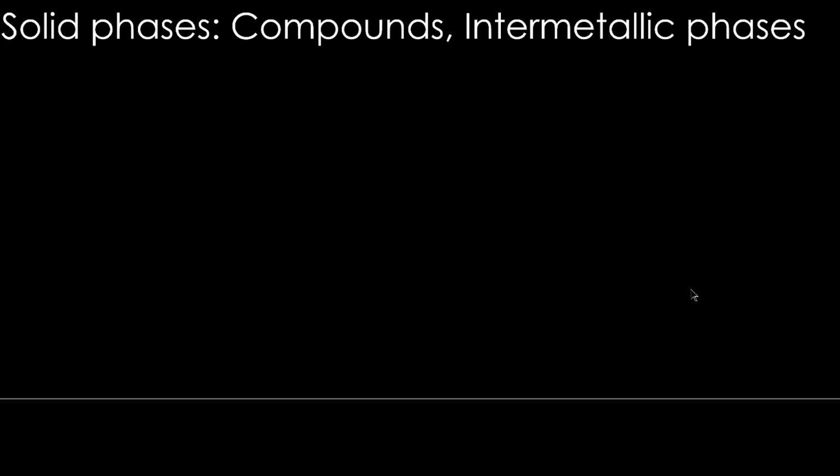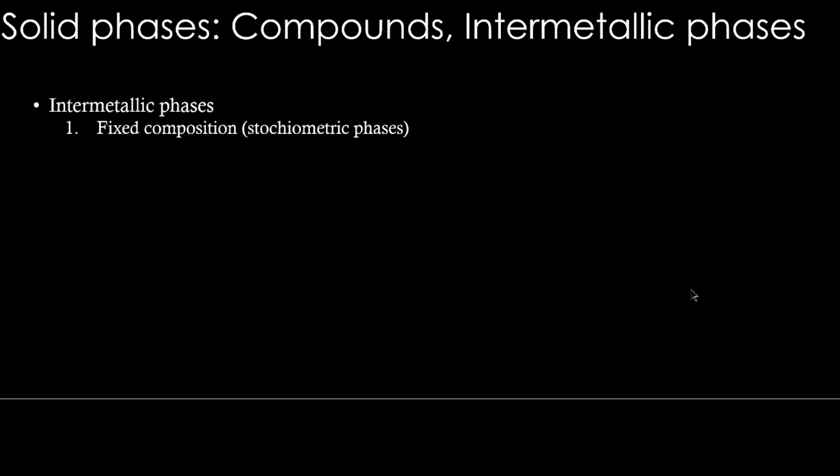Now one more important type of solid phases: compounds or intermetallic phases. In the chemistry that you might have studied till now, you might have come across several compounds, NaCl, methane and so on. Those are all compounds. When it comes to metallic systems, we have these intermetallic phases.